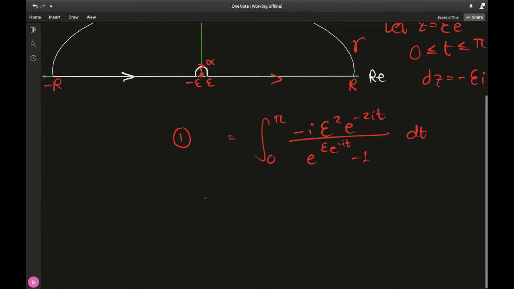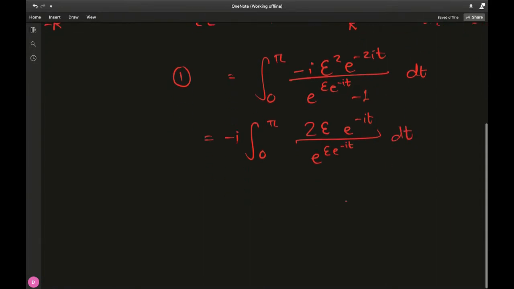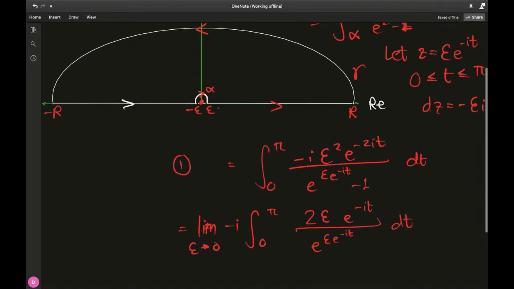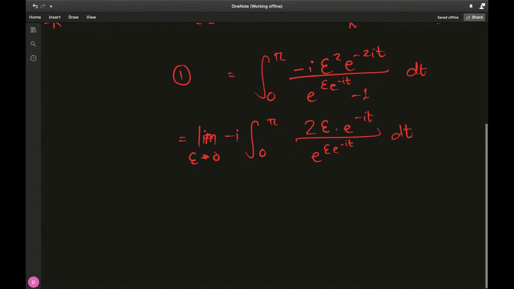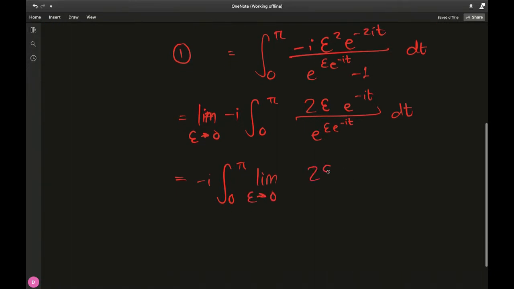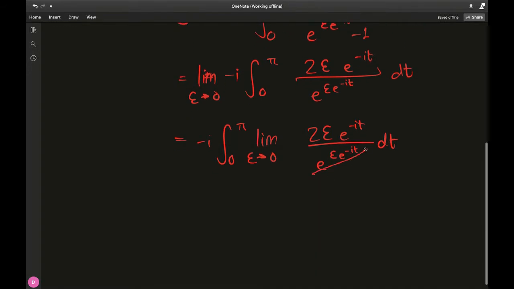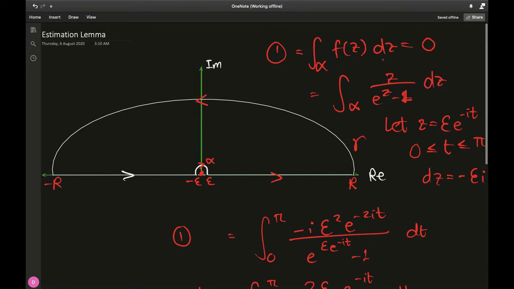So doing a few simplifications, we have negative i times the integral from 0 to pi of 2 epsilon e to the negative it over e to the epsilon e to the negative it dt. Now I'm going to take the limit as epsilon goes to 0 because we want to make this alpha path as inconspicuous as possible. You can take the limit in because of linearity and continuous functions. The denominator will have e to the 0, which is 1, and the numerator will be 0, making this entire integral go to 0. So 1, our integral over alpha, just turned out to be 0.